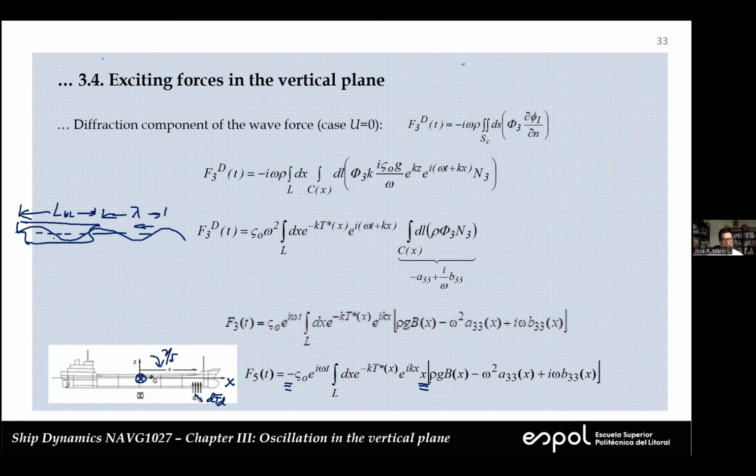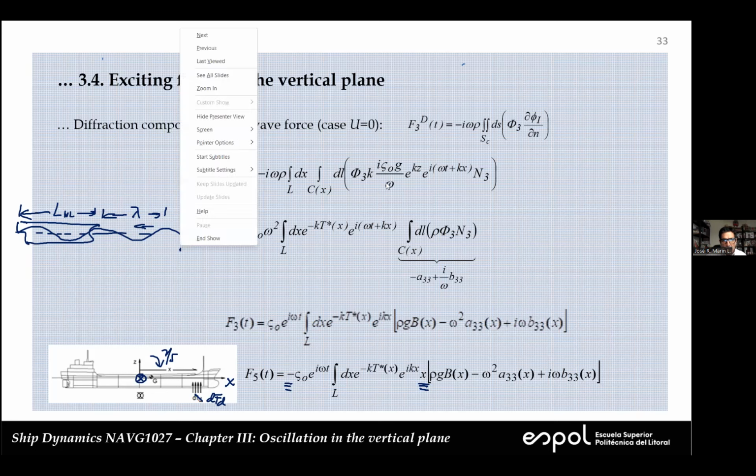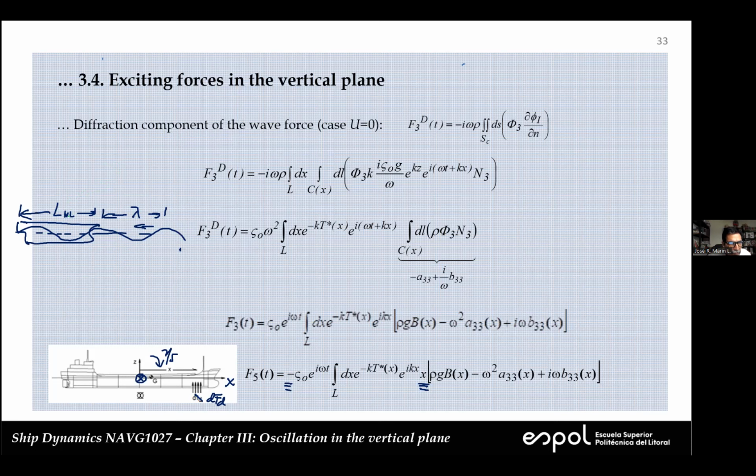if I have something like this, let me change color. Something like this. Would you expect a high value of force or a low value of the force? Again, would you expect a high value of the force or a low value of the force?